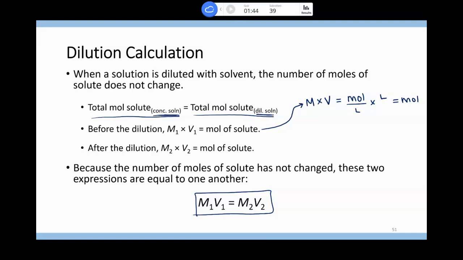Isn't there an equation like that, but with moles instead of molarity? There is, yeah. But it's not in this chapter. I don't know if we'll get to it this semester.